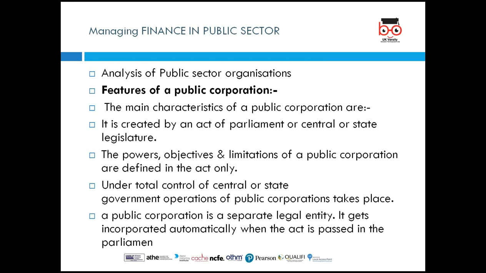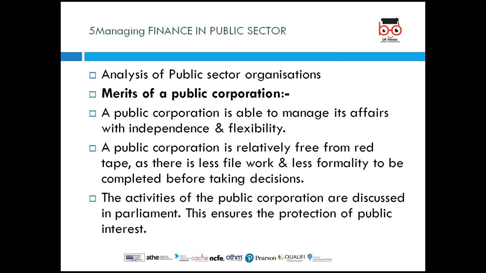What are the features of public corporations? The main features of a public corporation are they are created by an act of Parliament or central or state legislature. The powers, objects, and limitations of a public corporation are defined by the act only. They are under total control of the state or the central government. And a public corporation is a separate legal entity. It gets incorporated automatically when the act is passed in Parliament. Good. Let's look at the next slide.